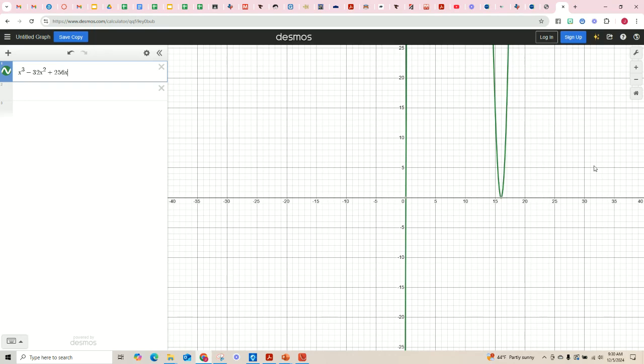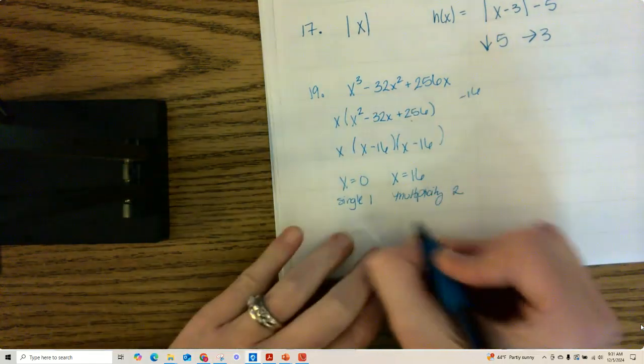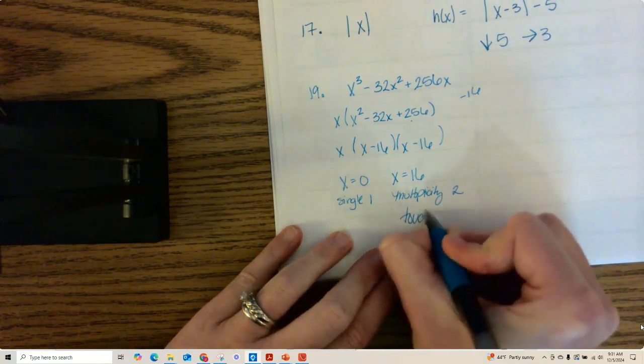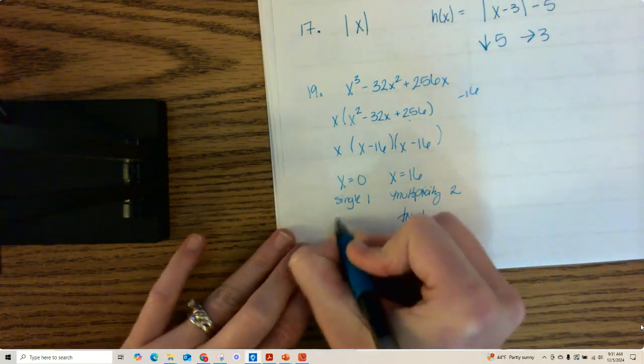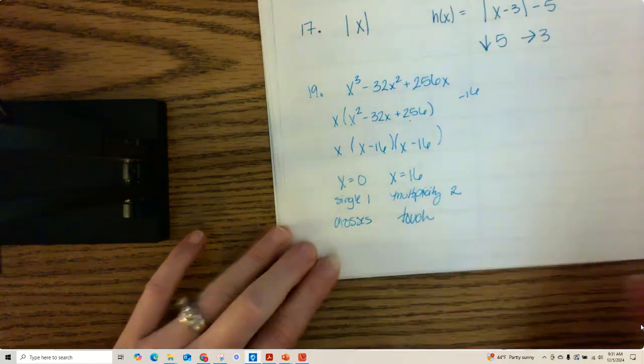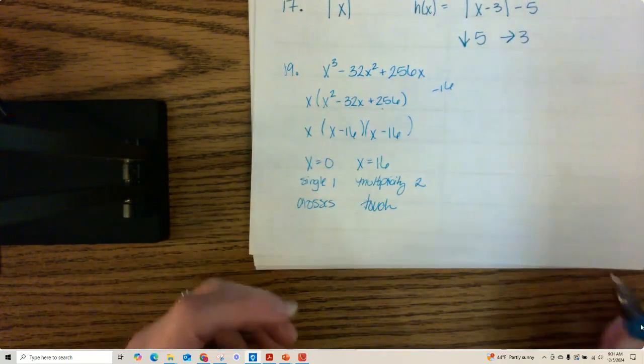All right, so Shelby, at the 0, x equals 0, it crosses. So it's going to go across there. And then, what are the other two options? It touches the x-axis and turns around. So I believe multiplicity of 2, they're calling a touch. So it says the graph touches the x-axis and turns around at x equals 16.